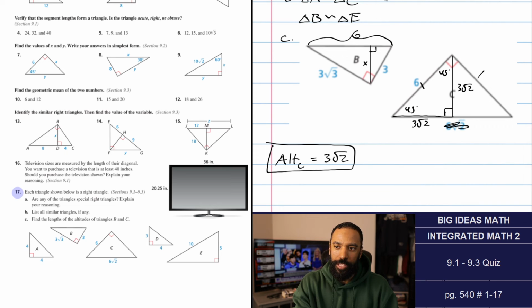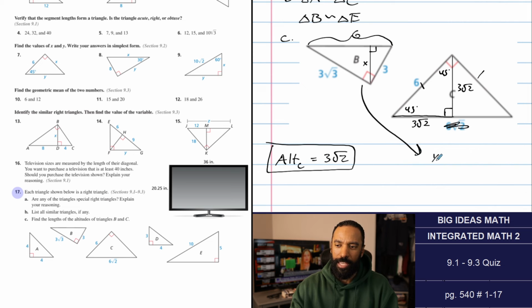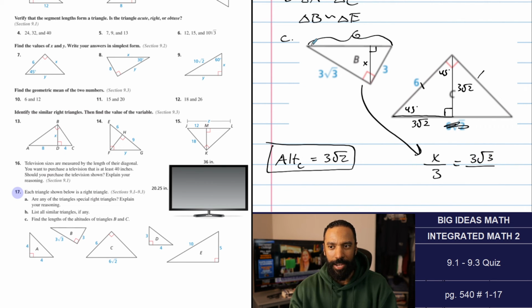And 3 root 3 is... let me say that again. X is the short leg of the medium triangle, and 3 is the short leg of the big triangle. So for this guy, I can say X over 3. And I can do medium and big triangle again. The medium triangle's hypotenuse is 3 root 3, and the big triangle's hypotenuse is 6. That's what I can use for that one.